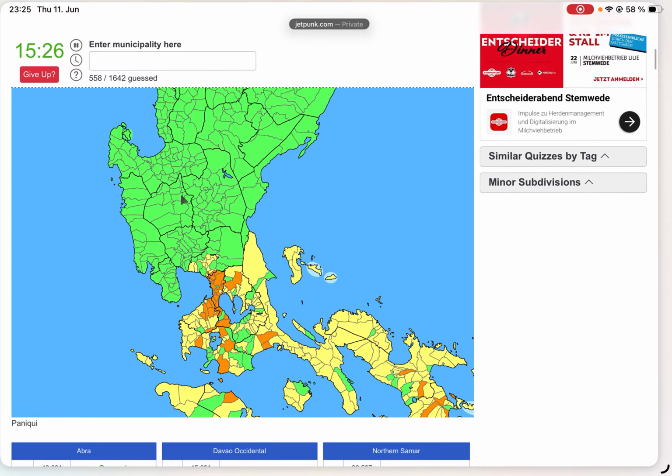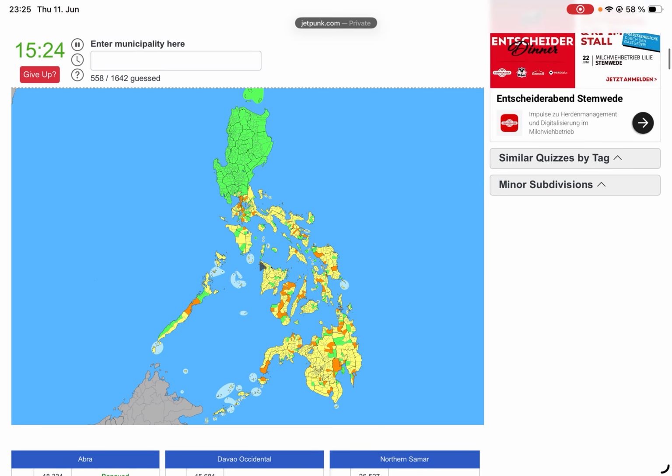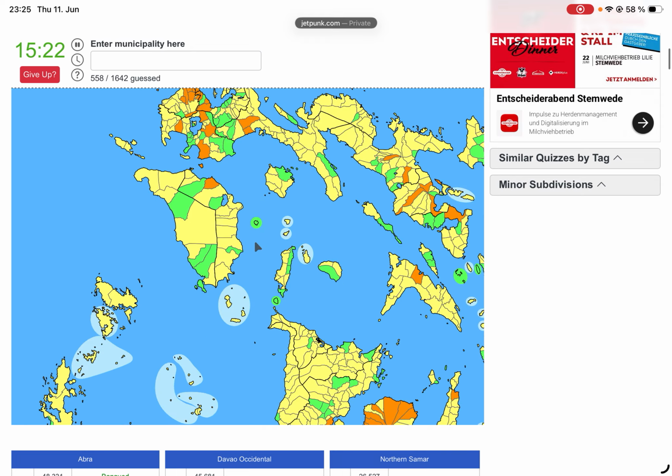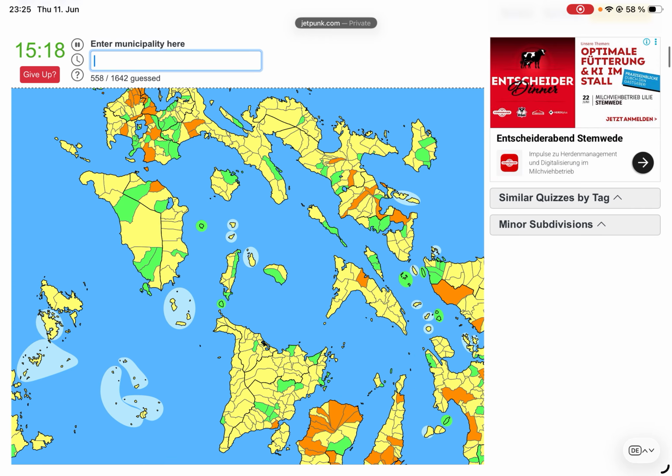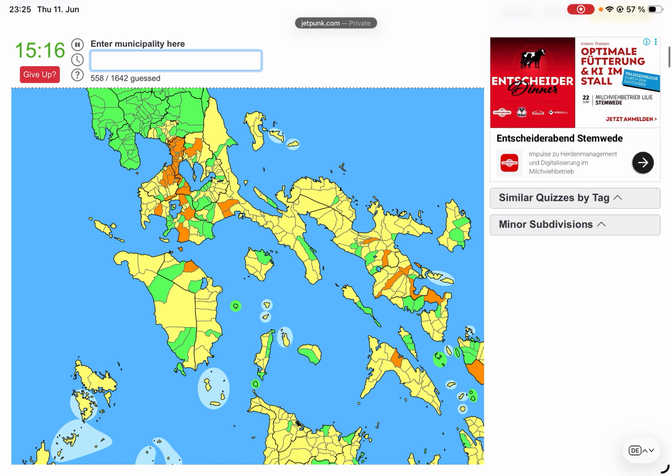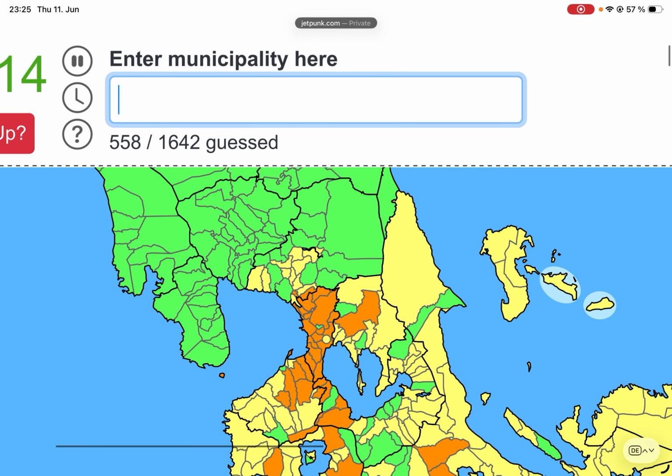Let me just make it a little bit bigger here. No, that's not what I wanted. Oh, okay. Yeah, so like this you can zoom in and still have the bar so that you see what I'm typing. All right, then this municipality here is Angat.